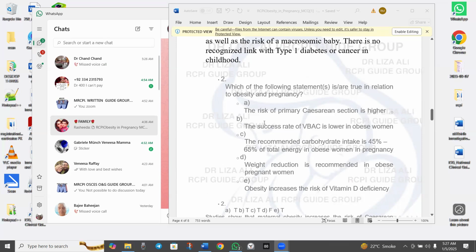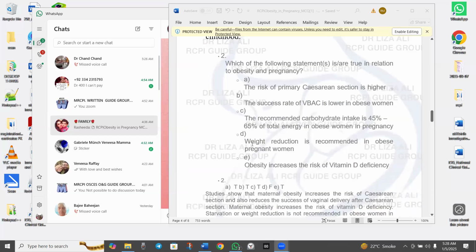So the risk in A is true. B, the success rate of VBAC is lower, yes, true. The recommended carbohydrate, I'm not sure, but it is true. This is nutrition, that's why I made it from here, so it will be easy for you people to remember that it is 45% to 65% of the total energy.